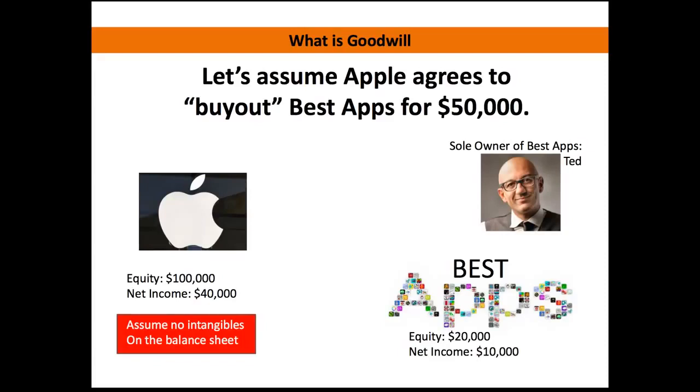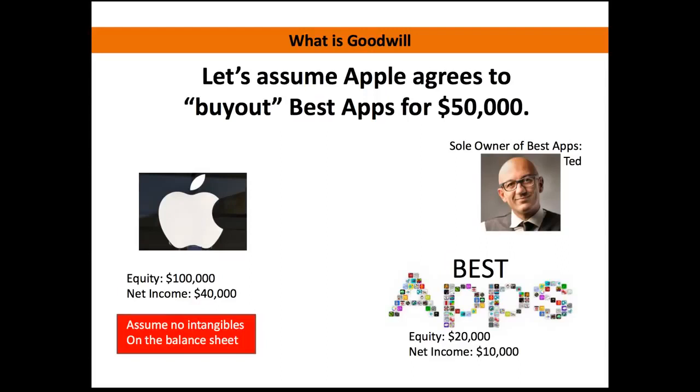Now, when we look at that valuation of $50,000, we can understand why we would pay maybe more than the equity of the business for Best Apps, which is $20,000, because when you look at their net income of $10,000 a year, you can see that that's half of their equity, and they're going to be able to grow their equity very quickly with such a high net income. When you look at that ratio, that net income to equity, that's our return on equity, that's going to be 50%, which is extremely high.